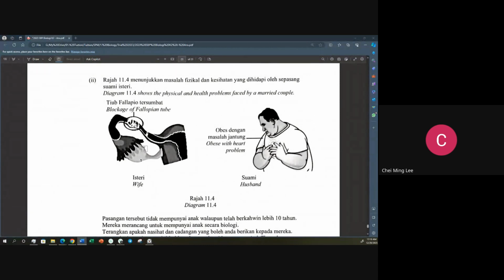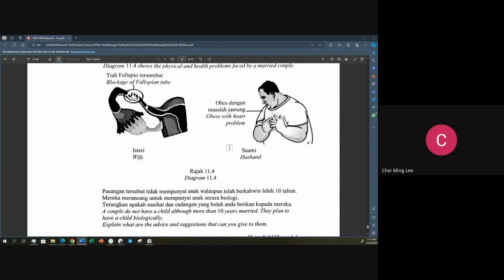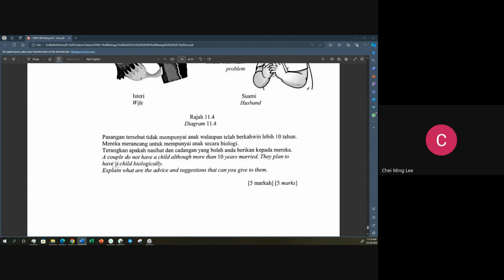Now, let's continue with this one. Diagram 11.4 shows the physical and health problem faced by a married couple. This is the blockage of fallopian tube. This is the obese with heart problem. A couple do not have a child, although more than 10 years married. They plan to have a child biologically. Explain what are the advice and suggestions you can give to them.